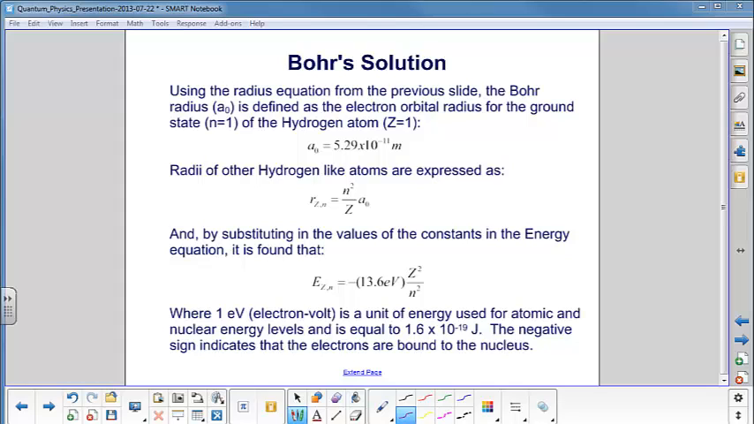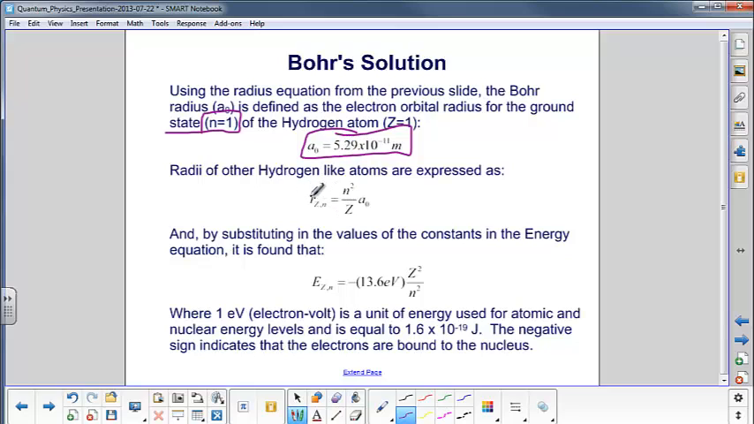The previous slide may have looked a little daunting with all the letters and numbers, but fortunately for us, most of those letters were constants. So when we plug those constants in and solve for, let's say, the ground state of hydrogen, and the ground state is where n equals 1, it's the first orbital, Z equals 1 for hydrogen, that big equation for the radius of the orbital all cranks down right here. So the ground state of hydrogen, the radius of the first orbital is 5.29 times 10 to the minus 11th meters. And that's actually given a name, that's the Bohr radius.